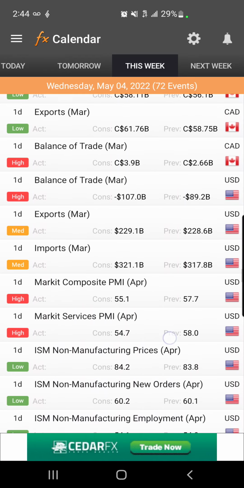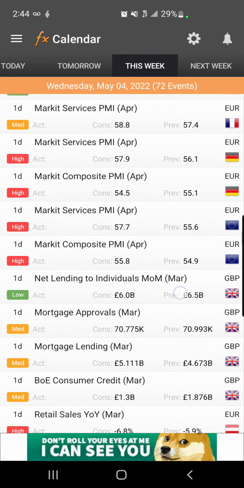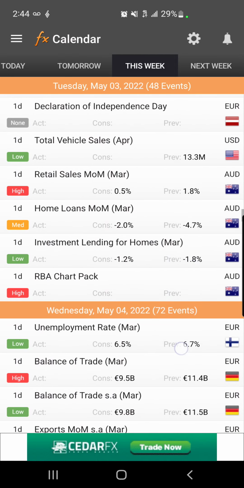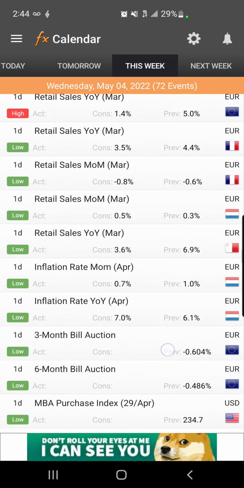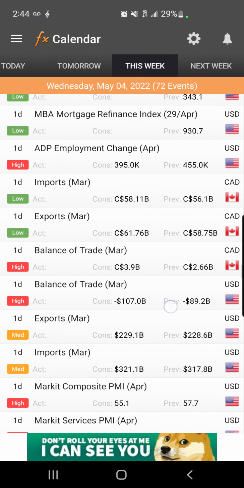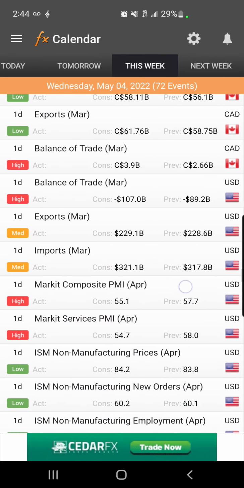Balance of trade, export, market. So make sure this is Wednesday. Yes, this is the 4th. So we have significant numbers going to be coming out here.